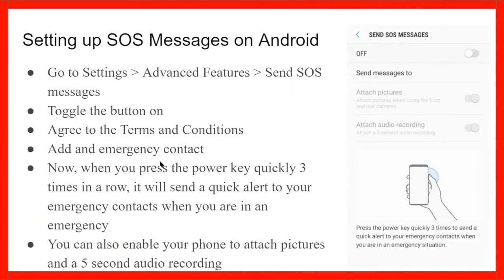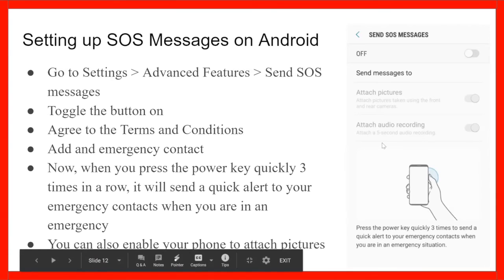And then when you press the power key quickly 3 times in a row, it will send a quick alert to your emergency contacts when you're in an emergency. You can also enable your phone to attach pictures and a 5-second audio recording.